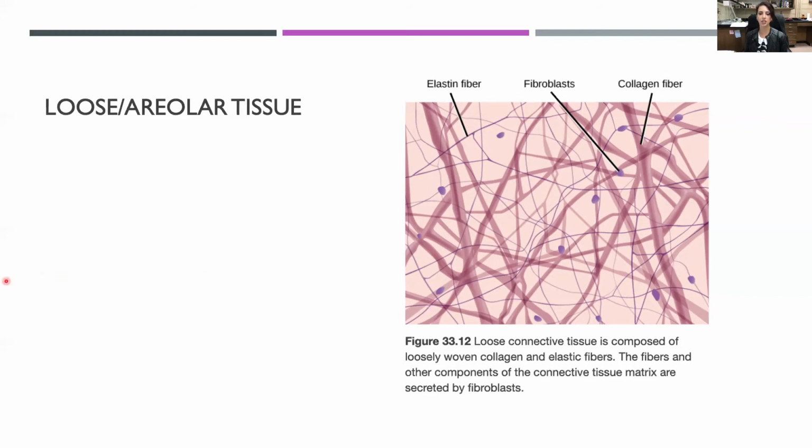Loose connective tissue is found around every blood vessel and helps to keep the vessel in place. It's also found around and between most body organs. So in summary about the loose areolar tissue, it's tough but flexible and it comprises membranes. So very important is our loose areolar connective tissue.